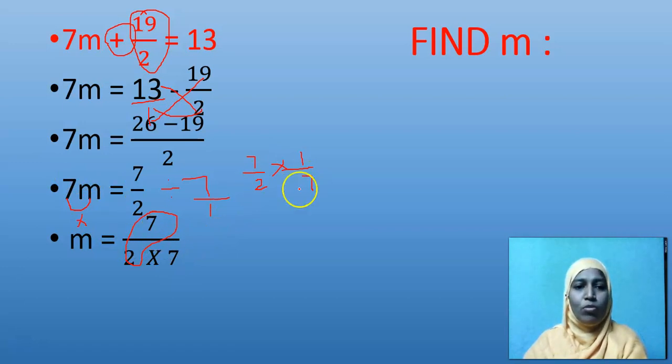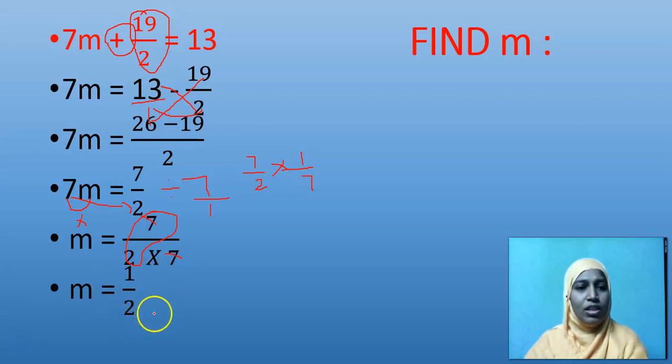But while doing problems, you need not go in for such big steps, like 2 extra steps. You can directly say it will come to this place, 2 into 7, like this. Is it clear, my dear children? So 7 gets cancelled and we will get the value of m is equal to 1 by 2.